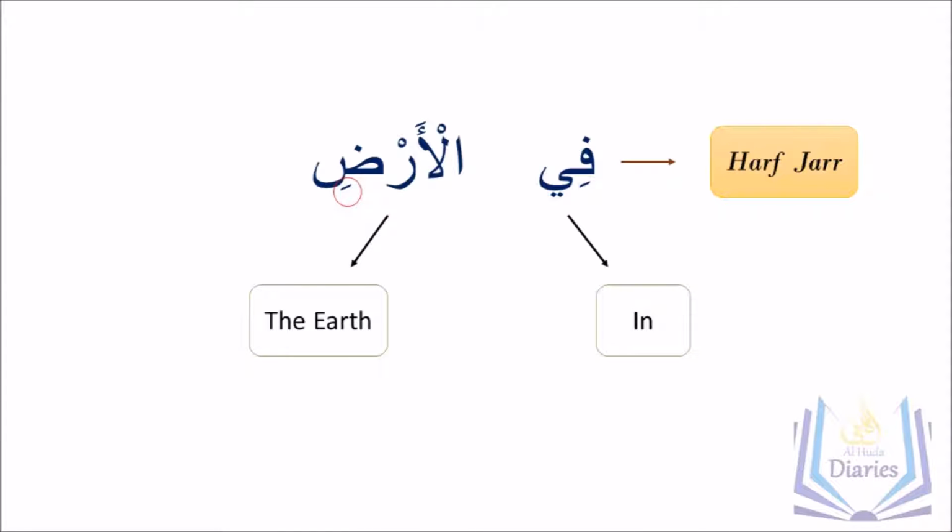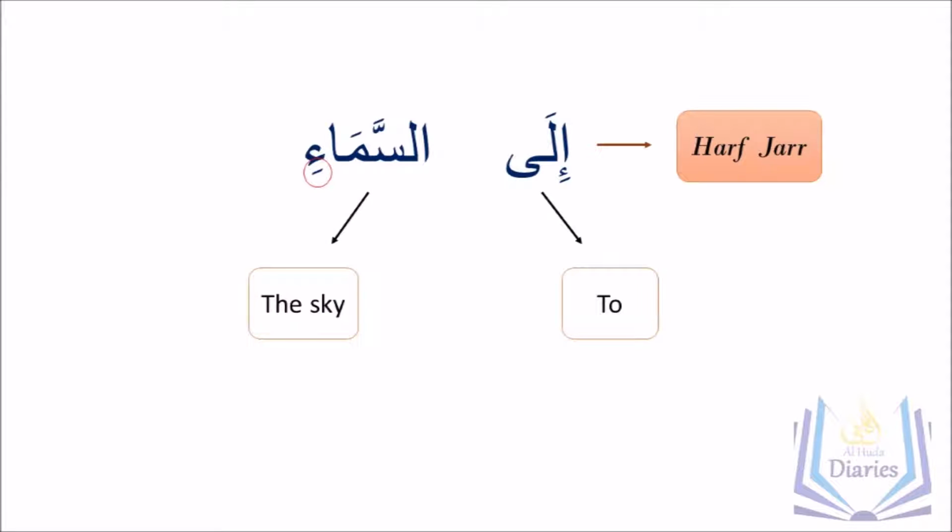So let's look at another example. هو الذي خلق لكم ما في الأرض جميعا. So we see here, fi is the harf jar and al-ard is the earth, and I said all ism by default is in a state of rafa. So al-ardu has become al-ardi because of the presence of harf jar. So we say fil ardi jami'a. And the continuation of this ayah, ثم استوى إلى السماء.